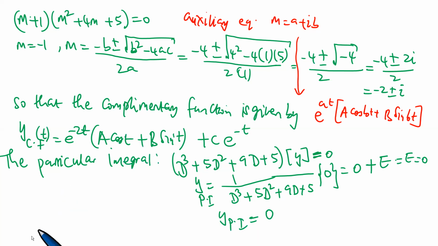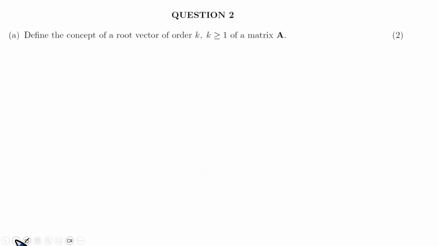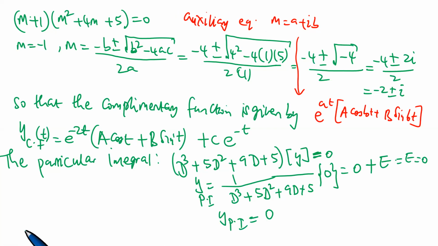Now, what is the general solution? The complementary function and the particular integral added together will always give us a general solution. So therefore, I'm going to write in red now. Y general solution of t. Y general solution is the complementary function plus a particular integral.